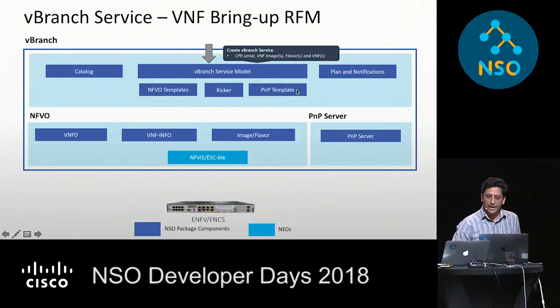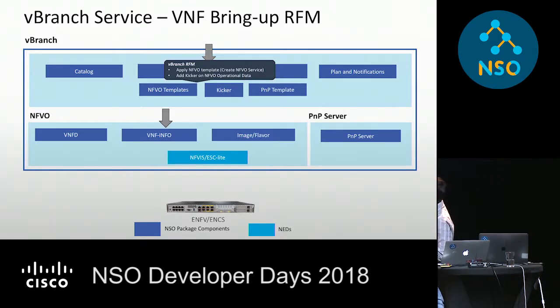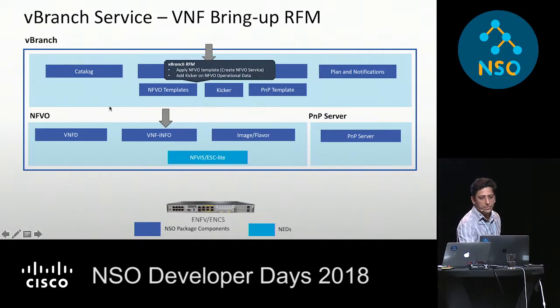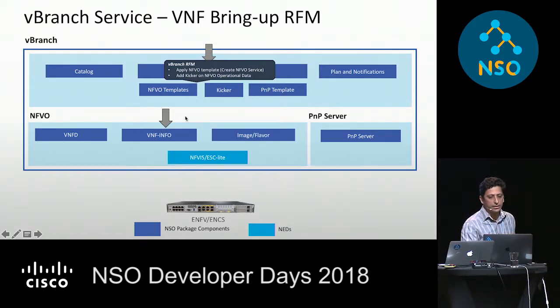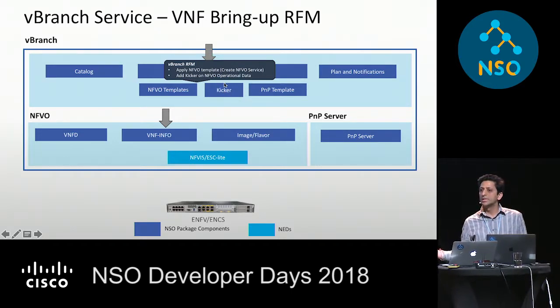Okay, now I'll get to the typical flow. You provide the service instance data, conforming to this service model or vBranch service model. Create code kickstarts. It applies the NFVO template, essentially creates the VNF info service, and we'll be seeing that in the demo. And it also adds a kicker on NFVO operational data. Okay, this is for the reactive behavior, so that when operational data changes, you can update this service or take subsequent steps of applying day one or doing other things that you desire.